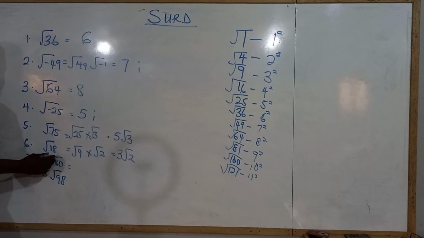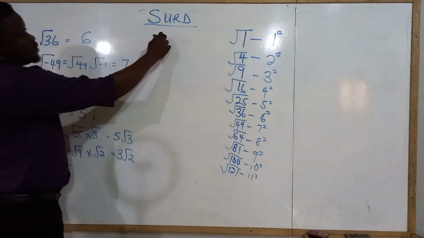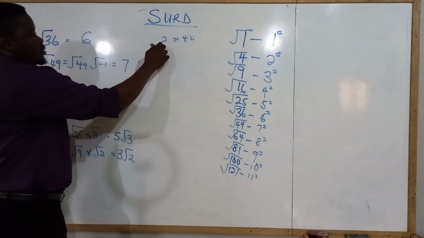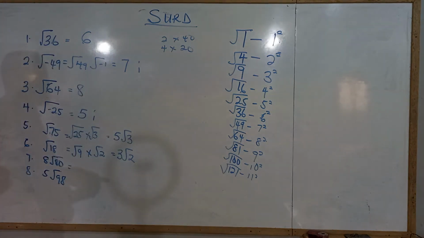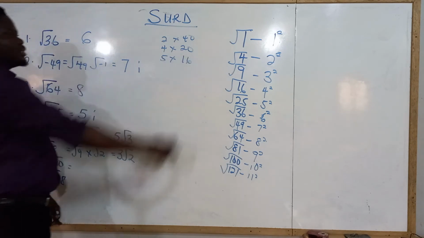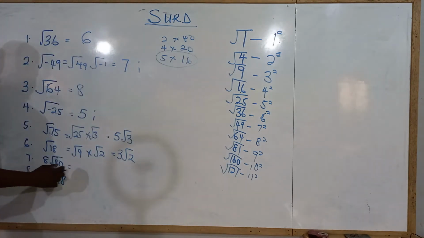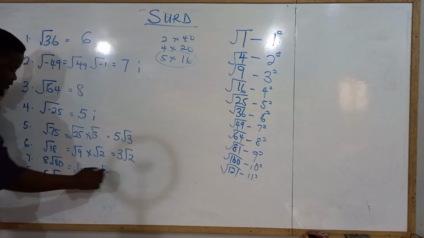8 root 80. We need to simplify the radical, which is 80. And we have factors of 80 to be 2 times 40. None of them is what? A perfect square. 4 times 20. None of them is also a perfect square. 5 times 16. 16 is a perfect square. Therefore, we can use this one. So we get root of 16 times square root of 5.